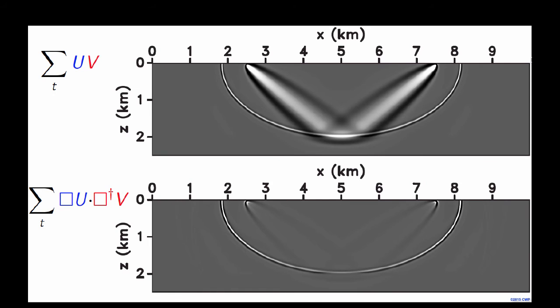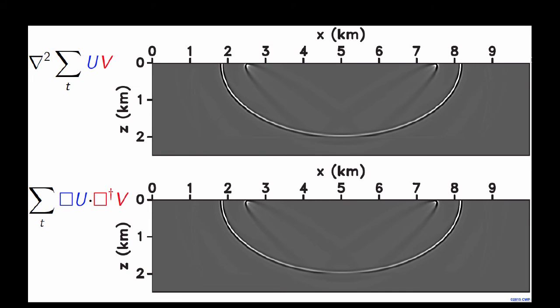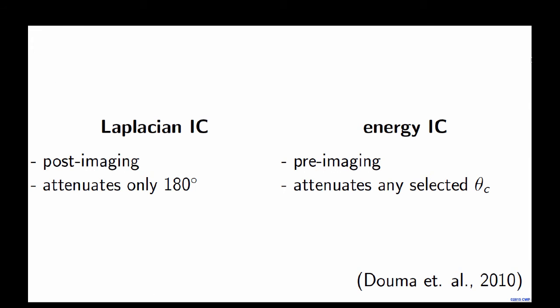A very common approach to attenuate these artifacts, and that is used by the industry, is to apply a Laplacian operator on the conventional image, as I'm showing here on the top. As you can notice, those images are very similar to each other, and this has a reason. This can be explained theoretically: the Laplacian image condition and the energy image condition that I defined here are actually theoretically equivalent, as shown earlier by Duma in 2010.